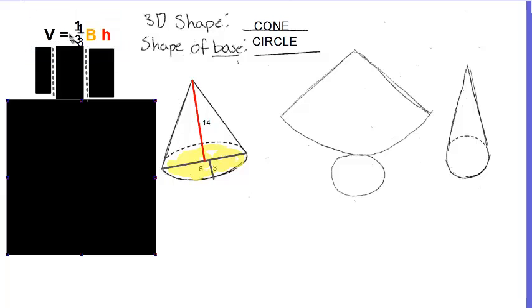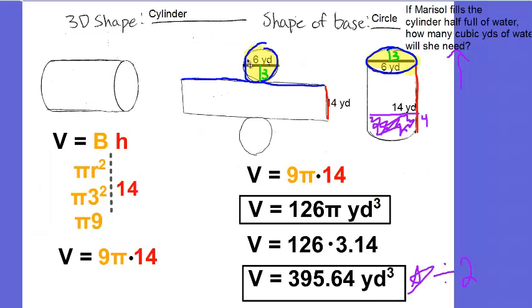The formula is the same as a pyramid. It's 1/3 times the area of the base times the height. That's where my height is 8. What are we going to plug in for the area of my base? Well, if you notice, this base is the exact same size as my base over here.